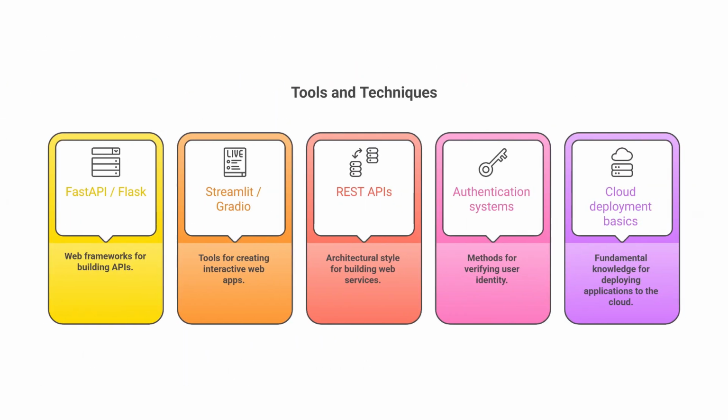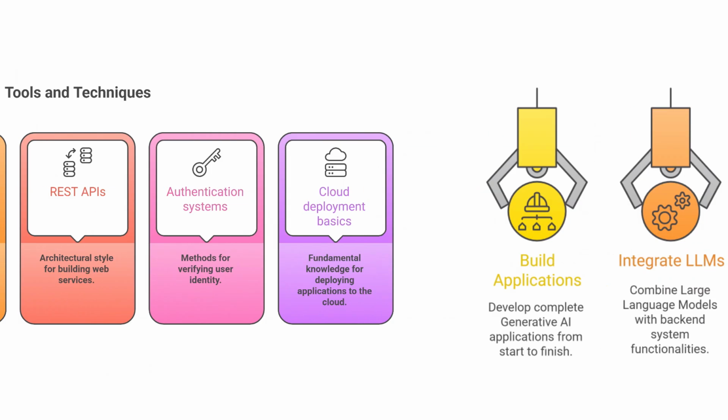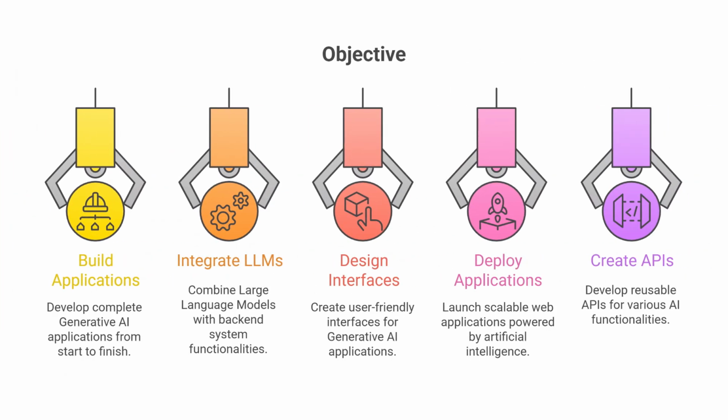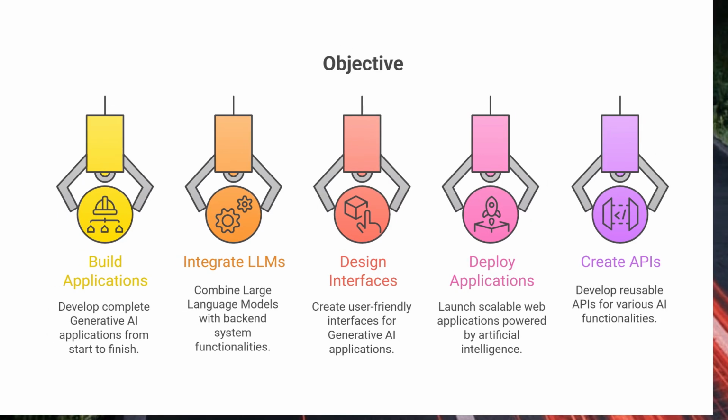Tools and techniques. These tools help deploy and showcase AI applications. Techniques focus on usability and performance. They are essential for building demos and production apps. Objective. The objective is to build user-facing Gen AI applications. You should integrate models with interfaces smoothly. This phase prepares you for professional AI development roles.